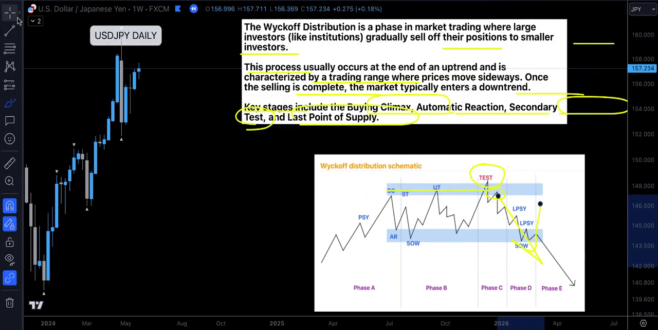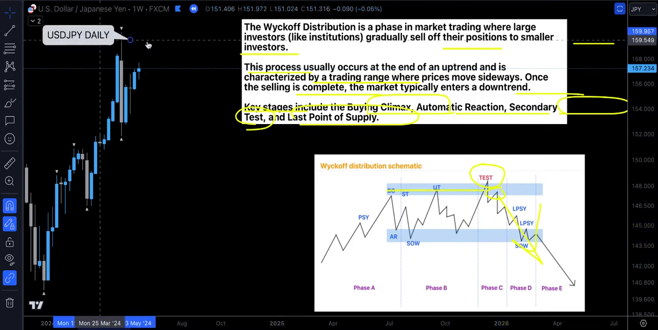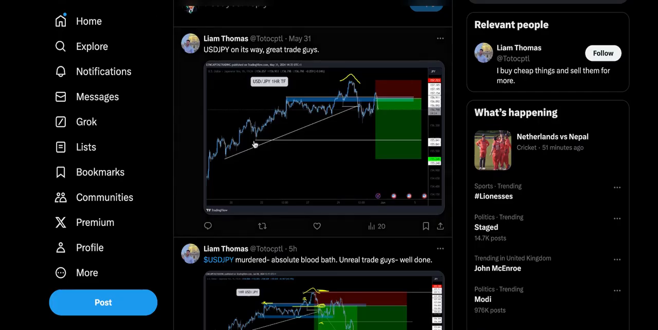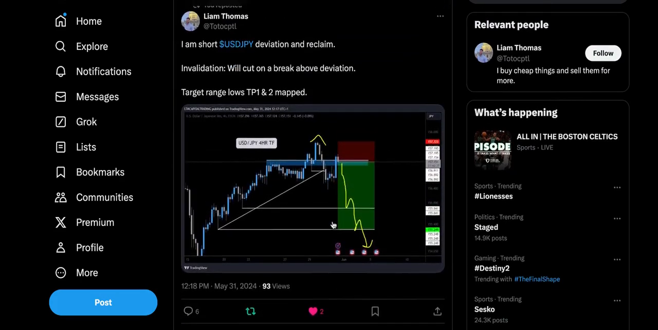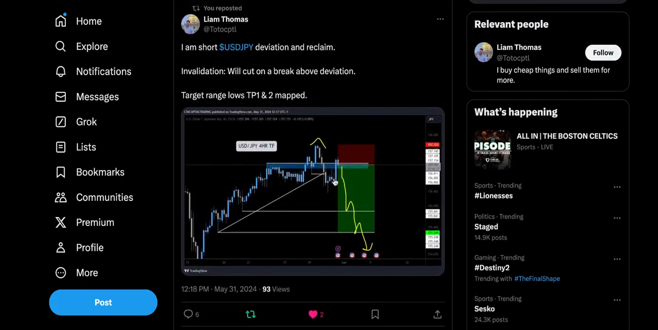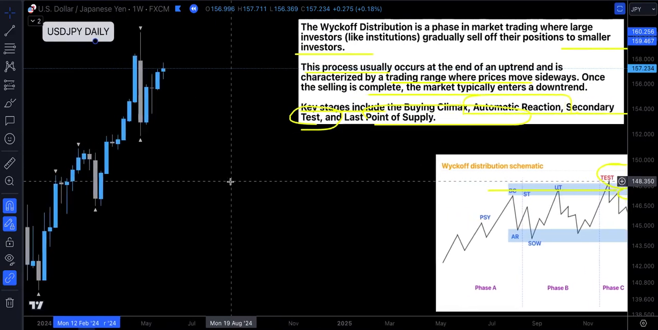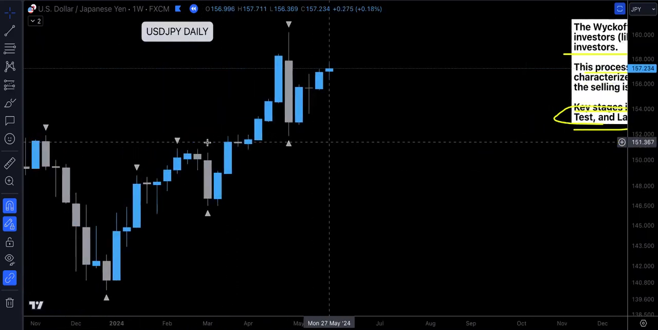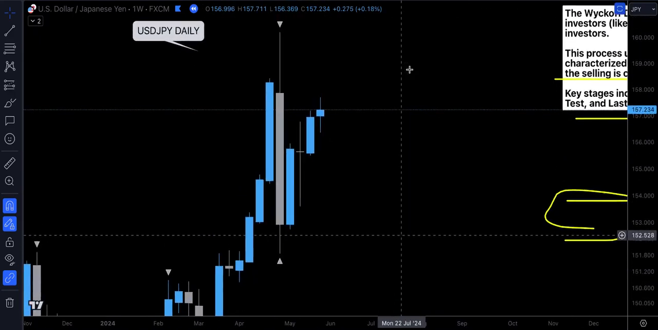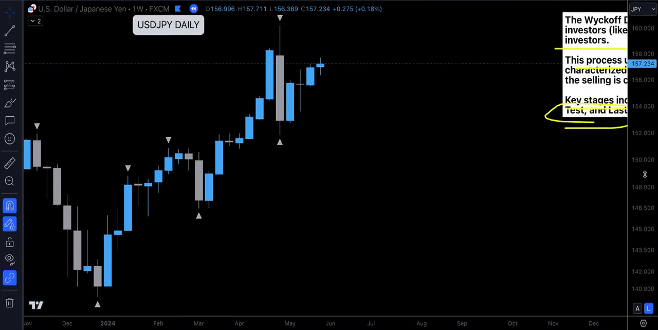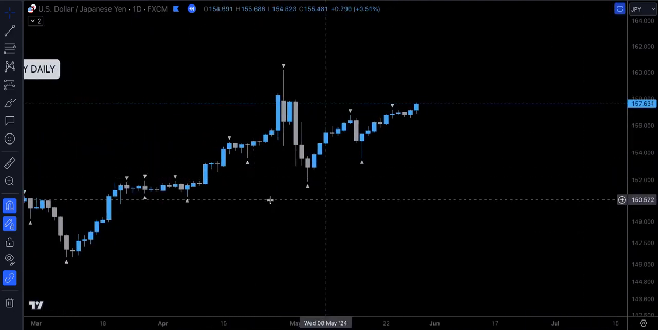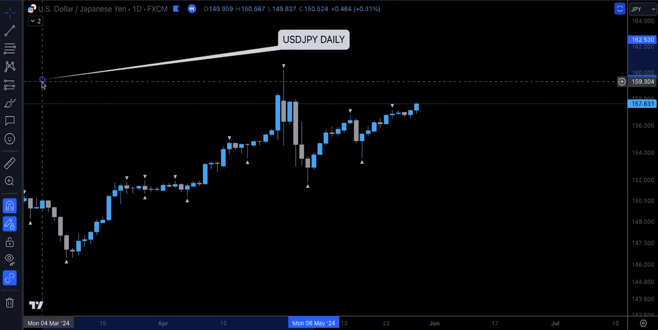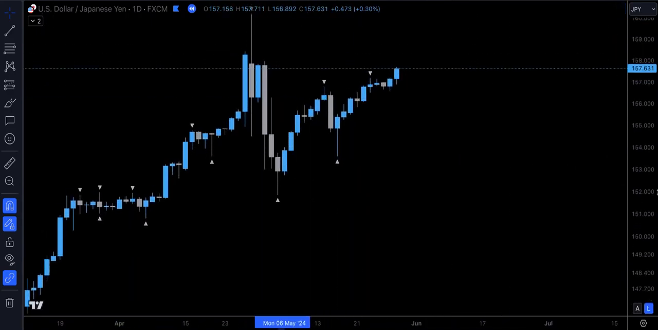Now let's jump over to a chart and identify this exact setup that, as I said, was shared on Twitter. This is using the exact Wyckoff distribution that we're talking about. So let's jump straight in. This is USD JPY on the daily time frame. Let's pop over to the daily just so it's crystal clear. So this is the daily time frame.